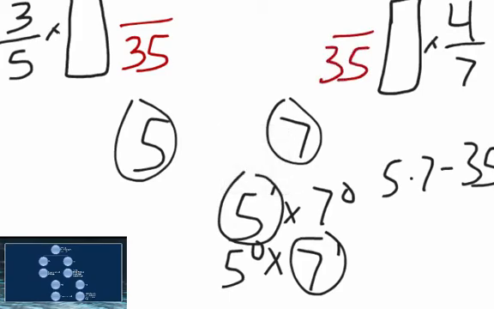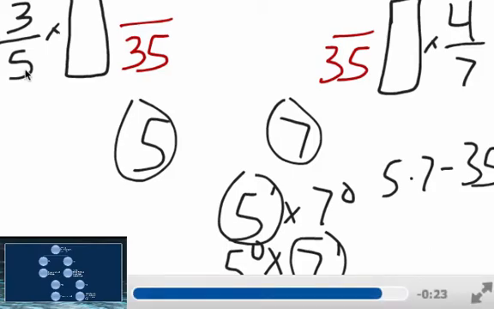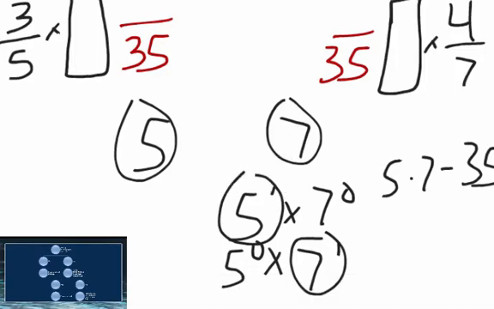Now I need to look at this first fraction and see 5 times what gives me 35. Oh, I know that. That's 7. So I'm going to multiply both the top and the bottom by 7, because if you remember, what you do to the bottom you do to the top. If I divide a number by itself, it equals 1. The value does not change.